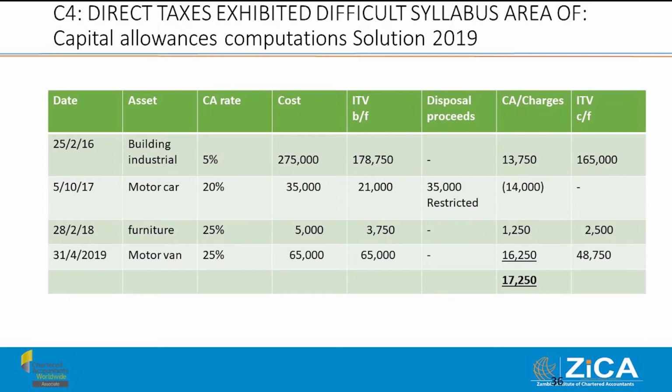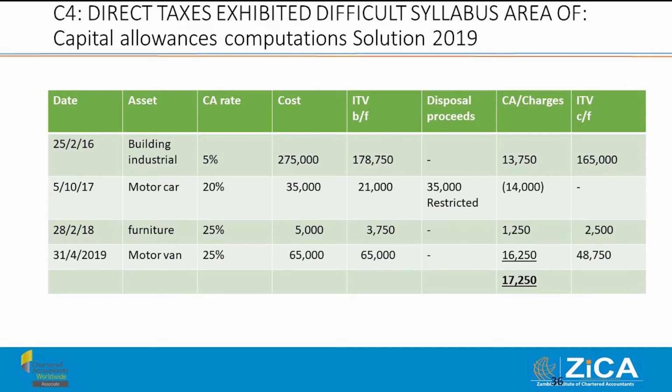The next item here shows that the cost of this was 275, and ITV brought forward was 178, which means that the difference between the two is the capital allowance that you've already enjoyed. So you are still yet to enjoy 178,750 capital allowances. Therefore, you go ahead and calculate 5% of your 275,000 to get 13,750, and that will leave you now an ITV to carry forward of 165,000.